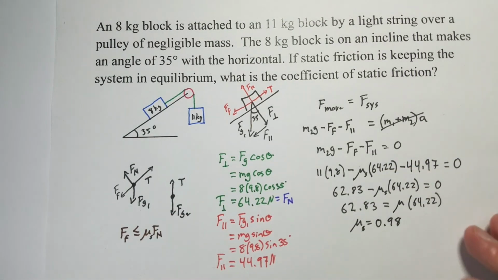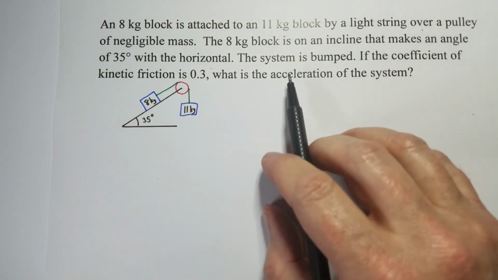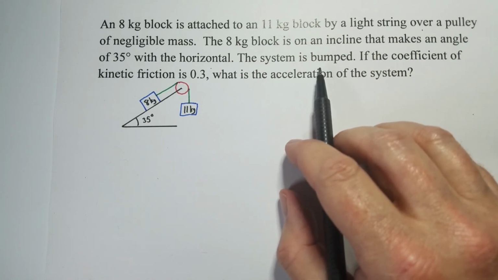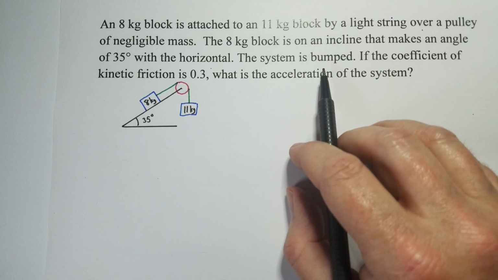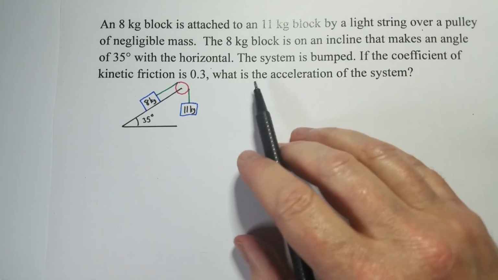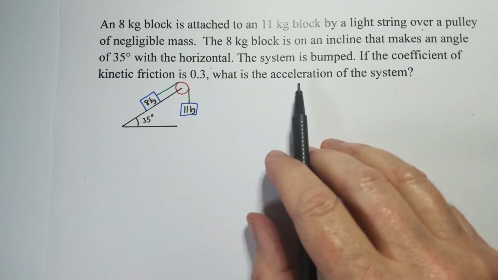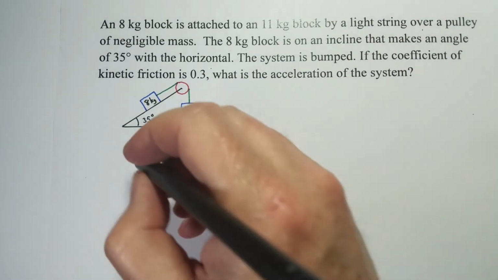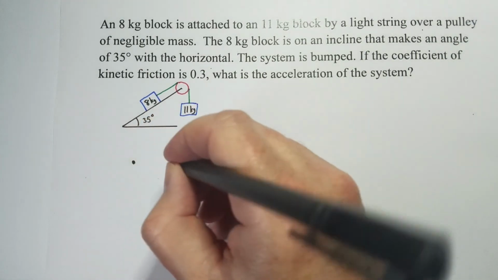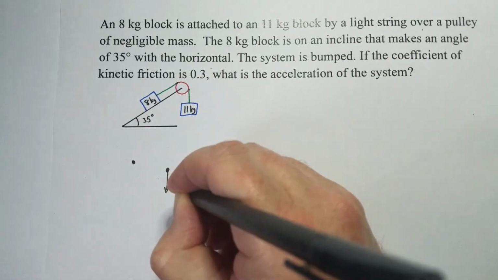What happens if we do have an acceleration? We have the same setup, except this time the system is bumped. That's just a keyword that says that we've hit it and now static friction is broken. So now it's allowed to slide with kinetic friction. This time kinetic friction, we got a value because I actually want to find the acceleration. So we got the same setup, so we have the same free body diagram.